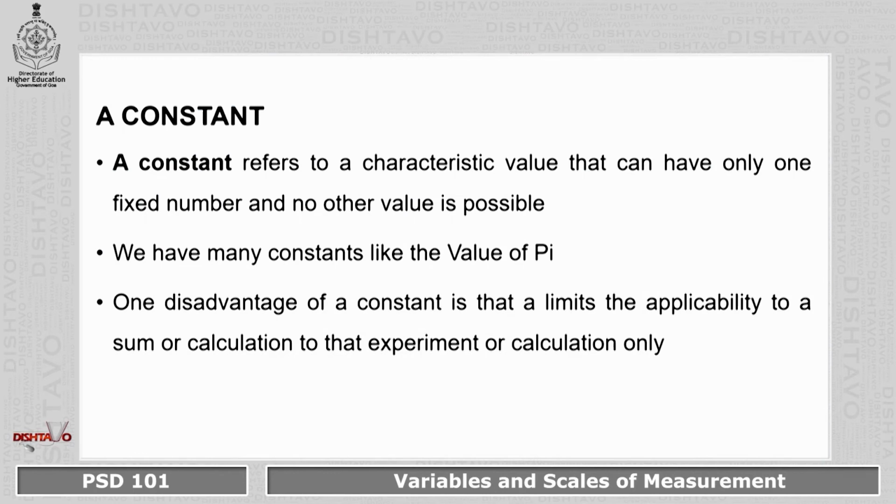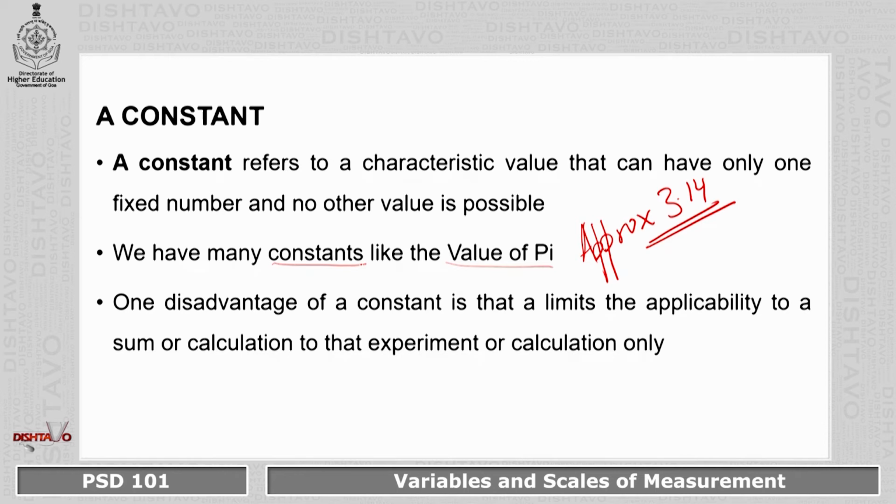A constant refers to a certain value that can have only one fixed number. For example, the value of pi. We all know the approximate value of pi is around 3.14. So, can we change this value? We cannot change this value. Why? Because it is a constant.